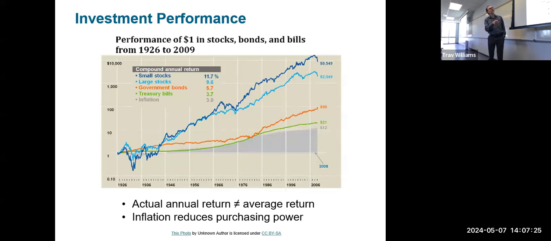So on the other hand, what if you had bought longer term government bonds that have averaged 5.7%? Your $1 would have grown to $99. That's a little better. Still not really worth holding on to for 83 years, probably. What if you had invested in the stocks of large companies? They've averaged 9.6%. Oh, you have a question there, Jordan?